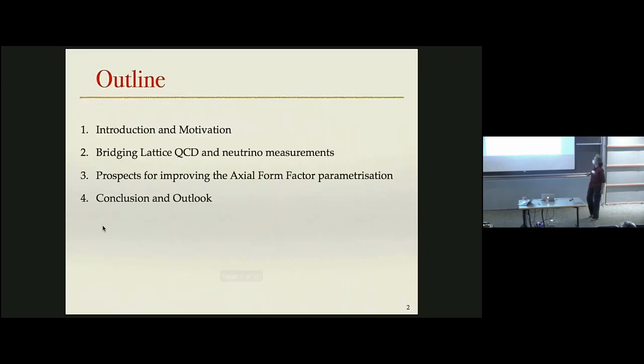So this is the outline of my talk. First, I will start with a brief introduction and motivation. Why it's interesting to link or to bridge lattice QCD with neutrino measurement. Then I will show you our exploratory studies, and then I will also show you some work that are also in progress about prospects for improving the axial form factor parametrization before concluding.